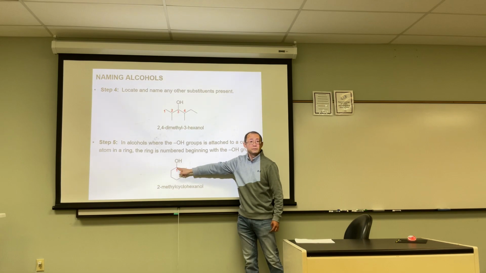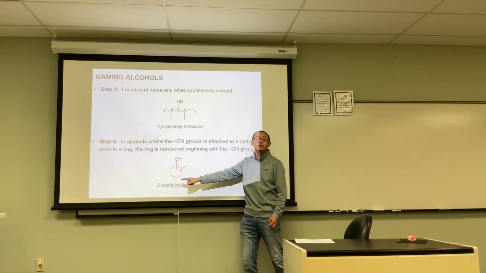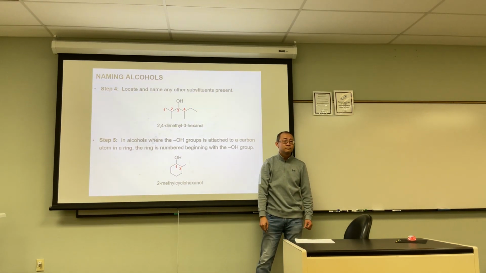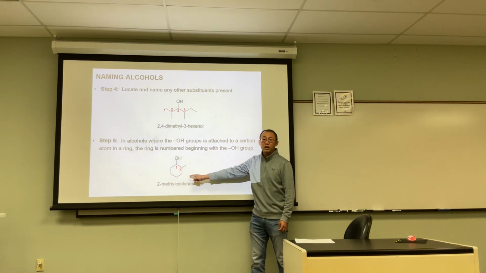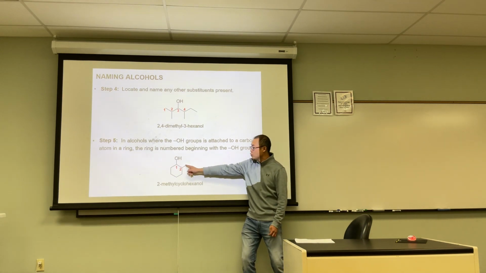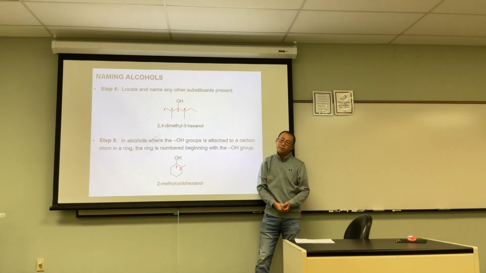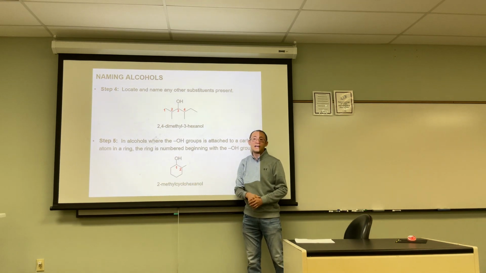Okay, cyclohexanol. But one thing different for cyclohexanol is the carbon with the OH automatically gets number 1 because that's the functional group. So that you don't have to tell people where is this carbon. You don't have to show the 1 in the structure. If there's other groups, you do the numbering clockwise or counterclockwise, so the other group gets what? The lowest number. So this guy is 2-methylcyclohexanol.